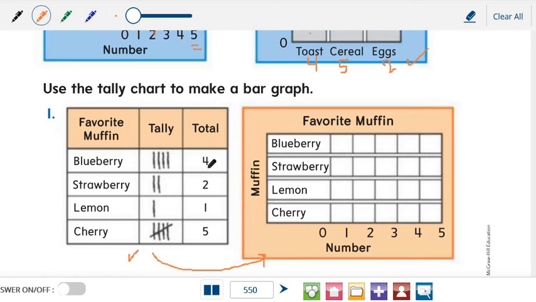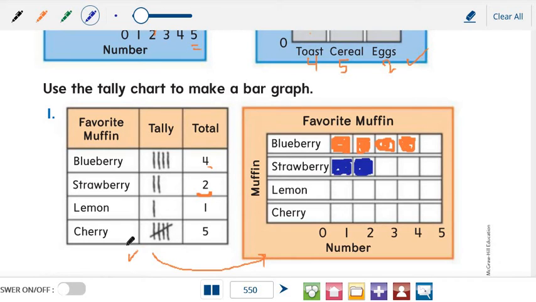Now let's see blueberry. How many people voted for blueberry? They are 4. Excellent, grade 2. So in the bar graph, we will color 4 squares like this. 1, 2, 3, and 4. So good. Let's see the next one. Strawberry. How many people voted for strawberry? 2. So we will color only 2 squares.